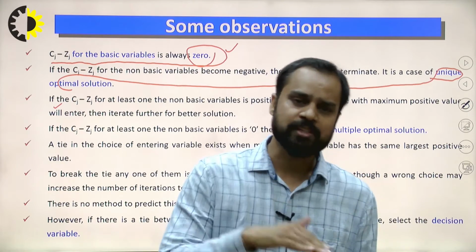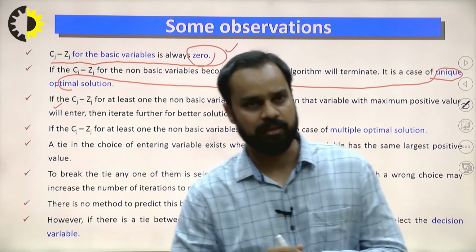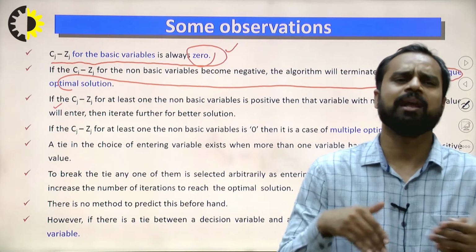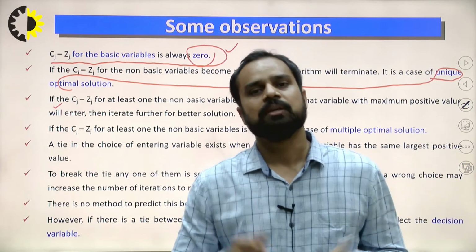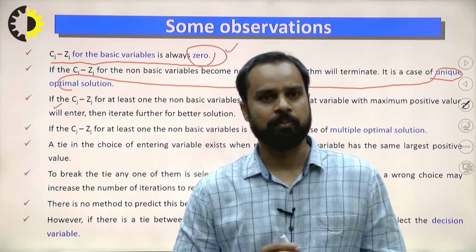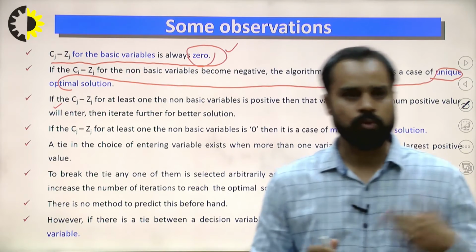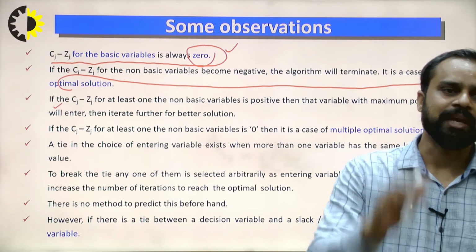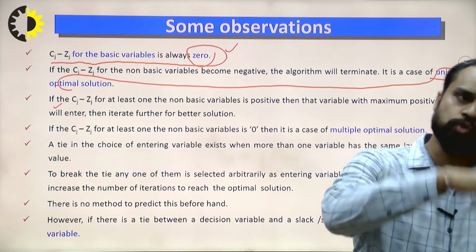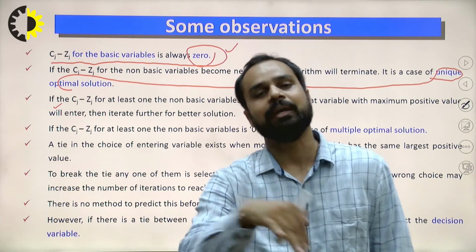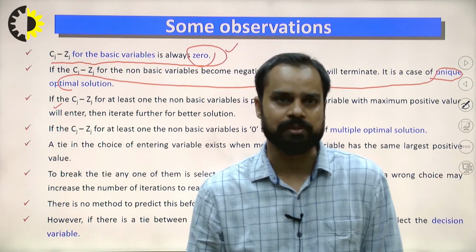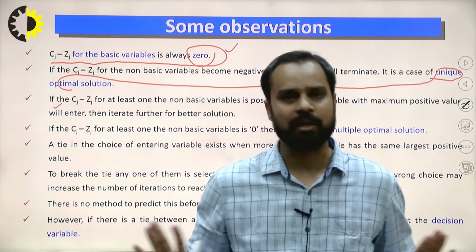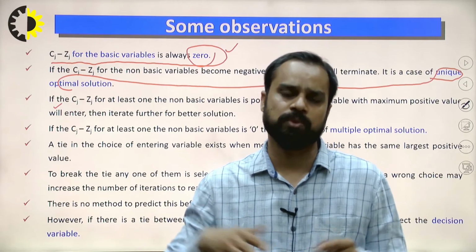If there is a choice between a decision variable and a surplus or slack variable, then always go for the decision variable. If there is a tie between the decision variables and slacks, choose the decision variable to enter into the basic variable table. Otherwise, there is no tie-breaking rule. There is no hard and fast rule. You have to choose this way.